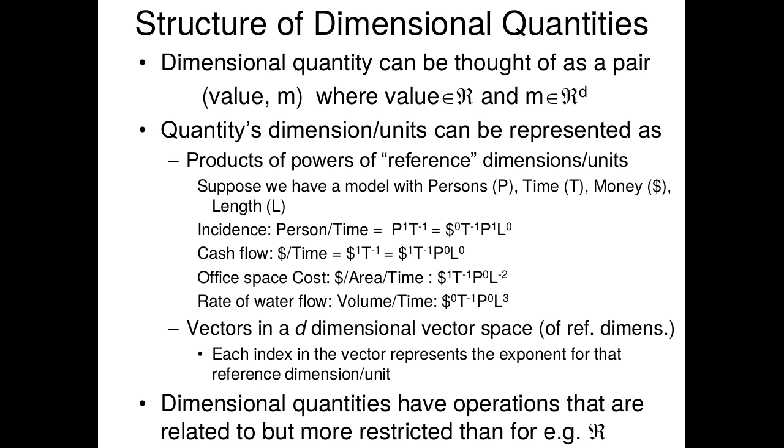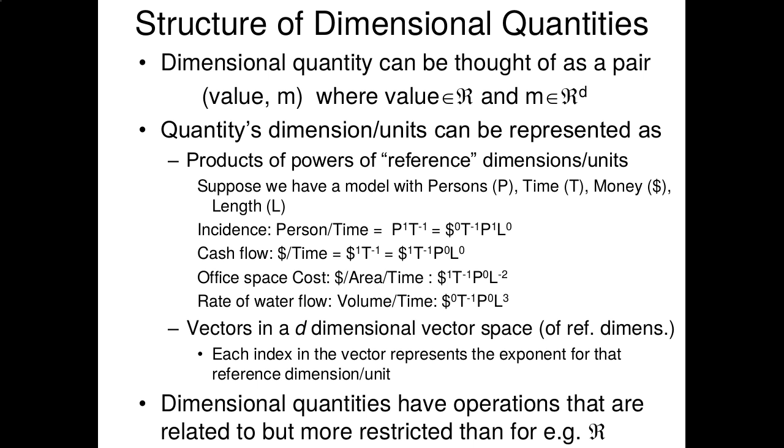Incidence, people per unit time. Regardless of whether it's tens of people per week or per person per year, those are different units associated with person per time. We could express as p to the 1 times t to the minus 1. T to the minus 1 reflecting the fact that t is in the denominator, p being the numerator there. Okay? So we can express dimensions in general as products of powers of particular dimensions.